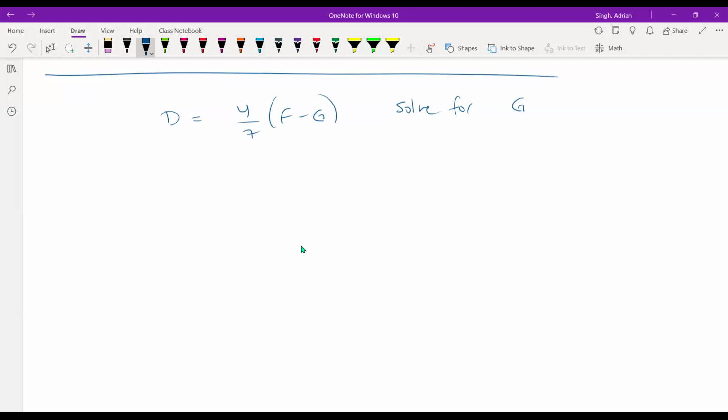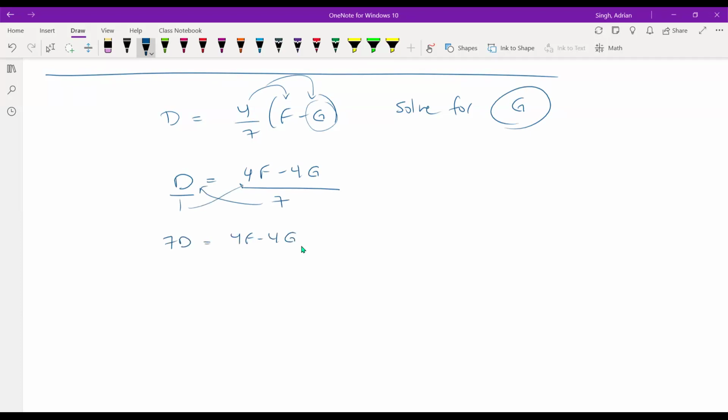All right, so let's take a look at what we have. We want to isolate this for g, right? That's this term here. So let's expand this out and see if we can simplify it even further. So d is equal to 4, if I multiply this by each of these terms, 4f minus 4g, all of that now divided by 7. Okay, and now I can cross multiply. So d is the same as d over 1. I end up with 7d is equal to 4f minus 4g.